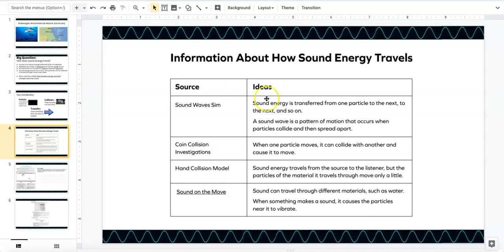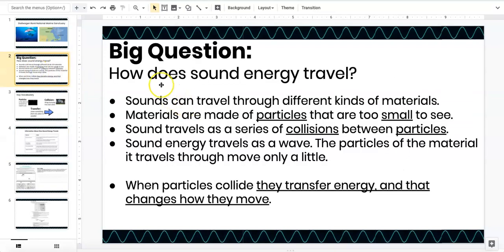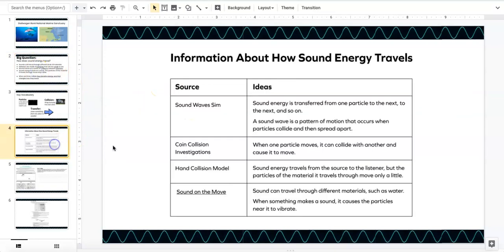We have some sources here in this slide that also help us have an understanding of this question, how sound energy travels. So I'm going to quickly go through this information right here. This can be very key as we think of evidence and providing evidence in our CER. From the sound wave simulation that we've been working on, we were able to come up with these ideas. Sound energy is transferred from one particle to the next, and so on.